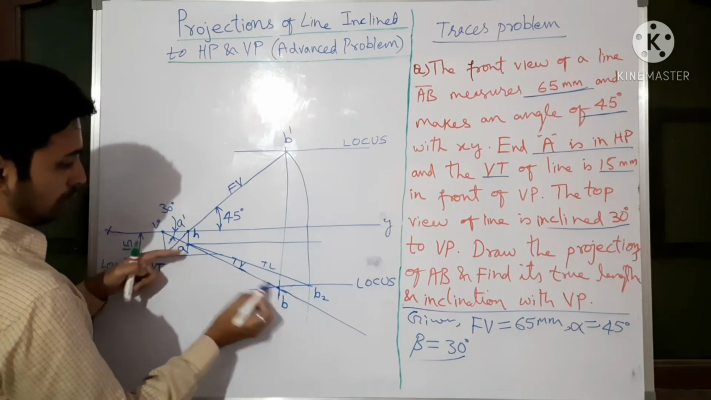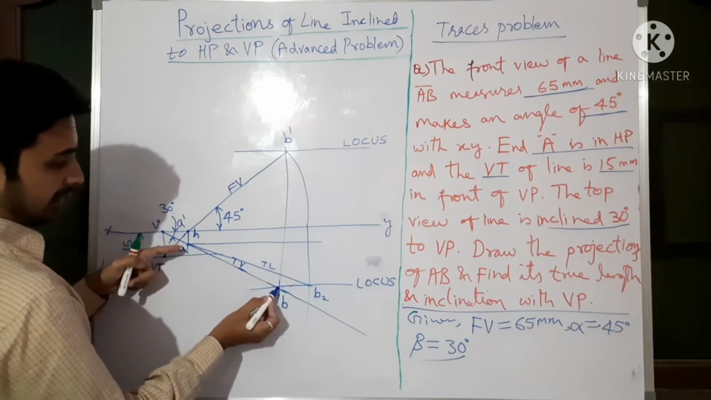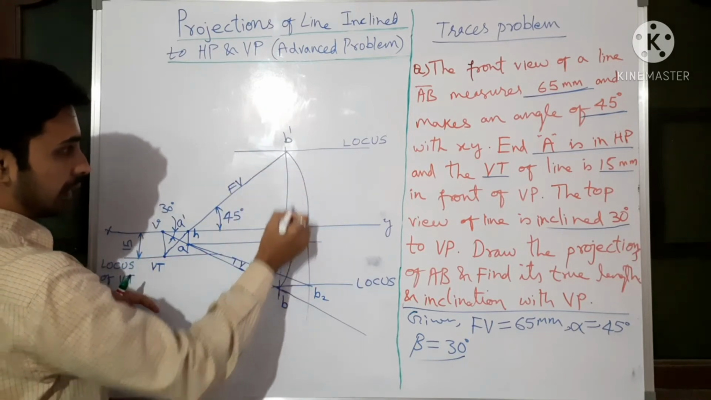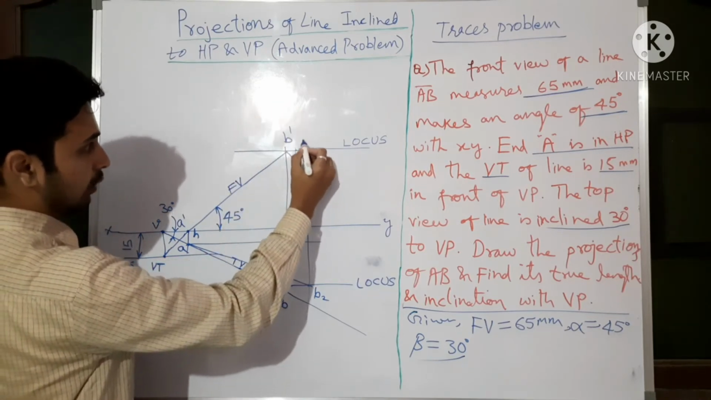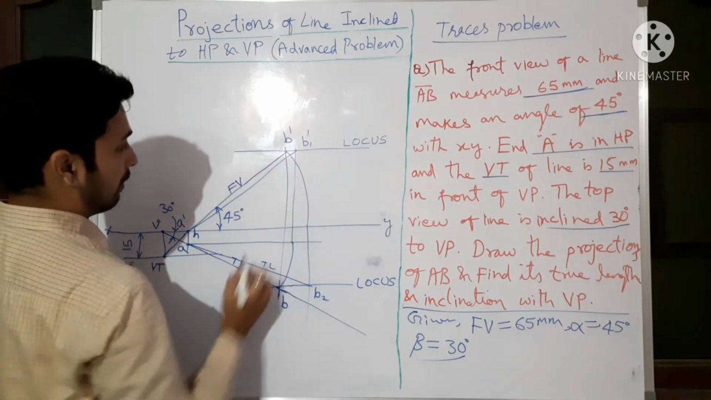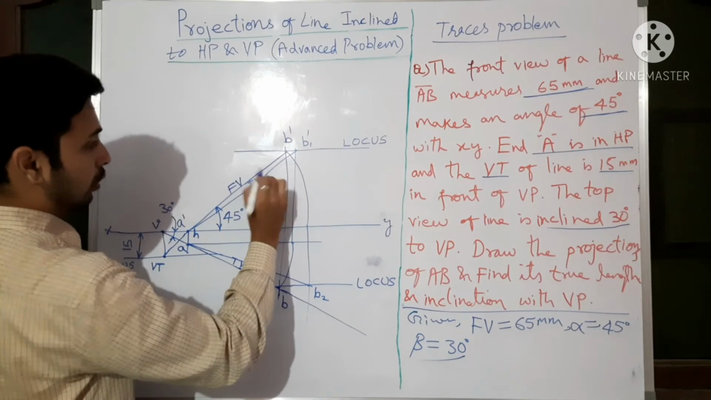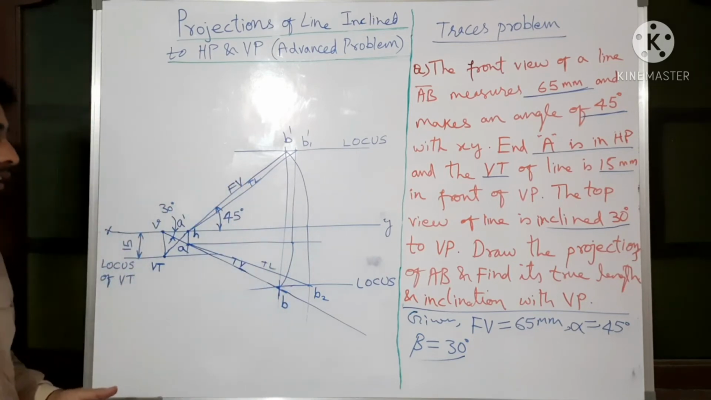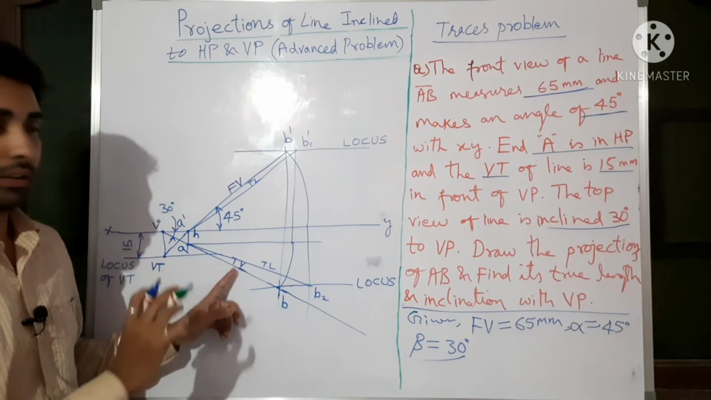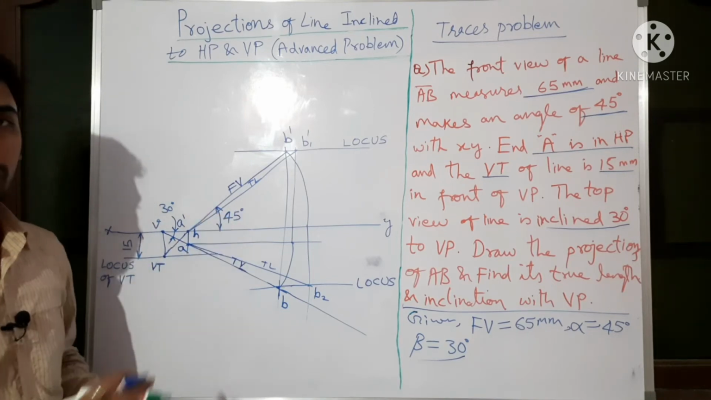Similarly, for the top view from A to B, take it as radius and rotate it up till this point and project it vertically upward from here. So here you will be getting B1 dash, this point. If you join A dash and B1 dash, it is the true length. So like this the problem is solved. Once you have drawn the projections completely, both the true lengths and the front view and top view, your job is done.